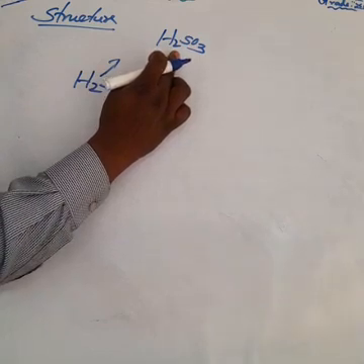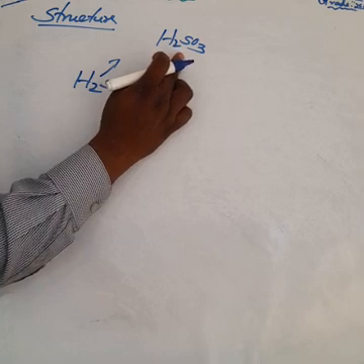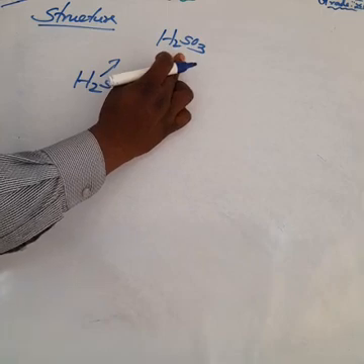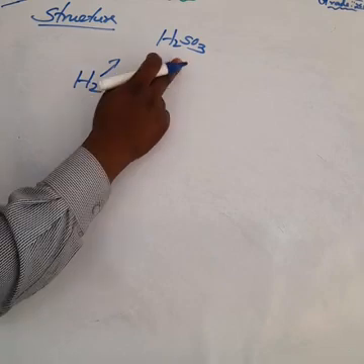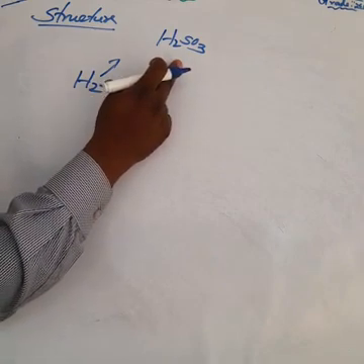Say all of you, sulfurous acid. What is the formula? H2SO3. So first you have to write sulfuric acid, take one oxygen. So what is the product? H2SO3, sulfurous acid. So first you have to draw the structure of sulfurous acid.